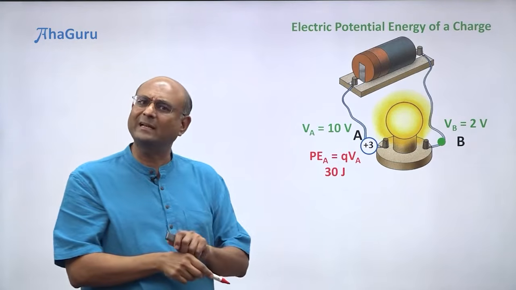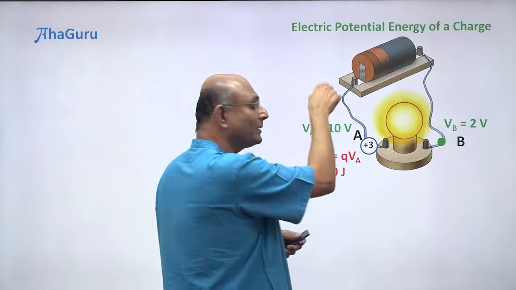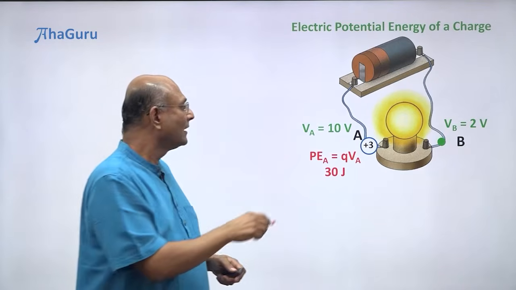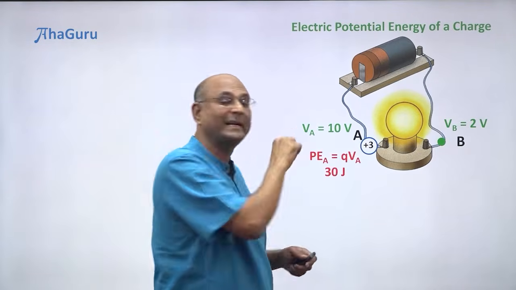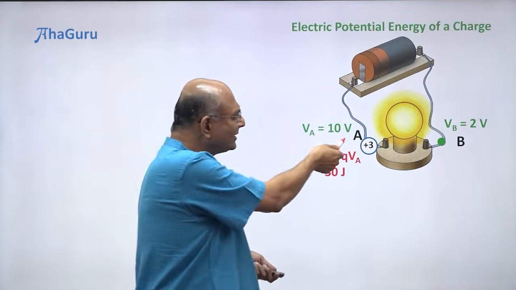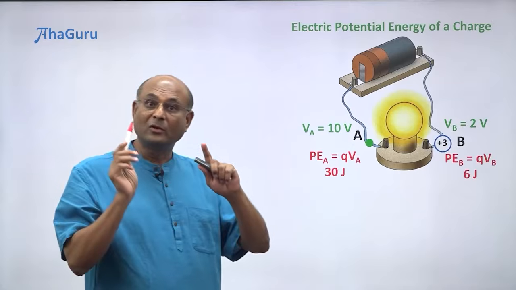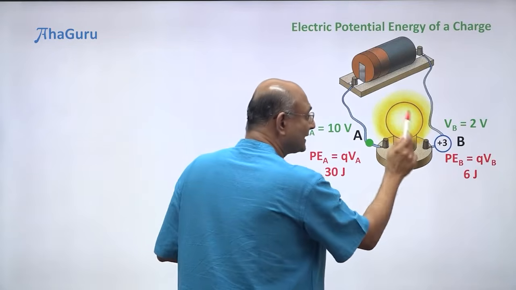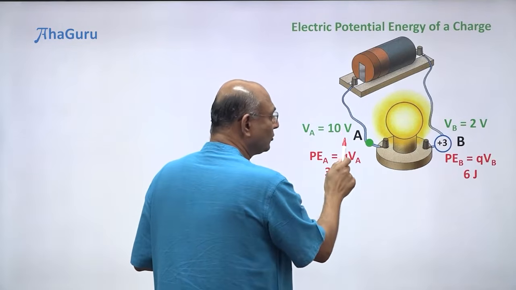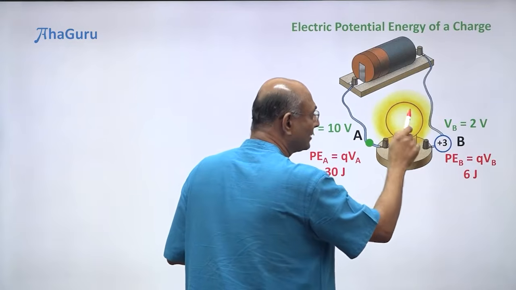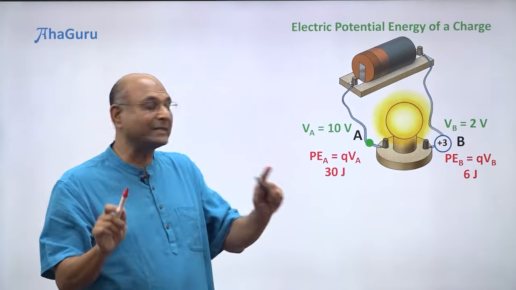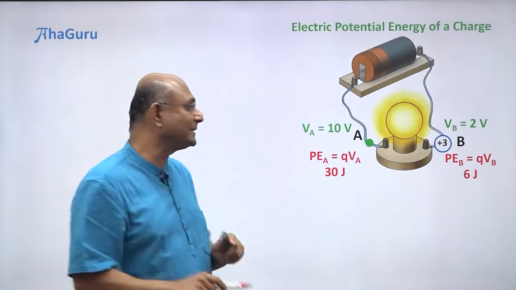Okay, so the charge has this 30 joules energy. How did the charge get that energy? Well, it came from the battery, so the battery must have given it this energy. Now, at this point, it has an energy of 30 joules. But it's not going to stay there. It is going to go through the bulb and it's going to come out. Notice, when it comes out, it is still 3 coulombs. It was 3 coulombs here, it went in, came out, it is still 3 coulombs. The charge is not destroyed. The charge remains the same.